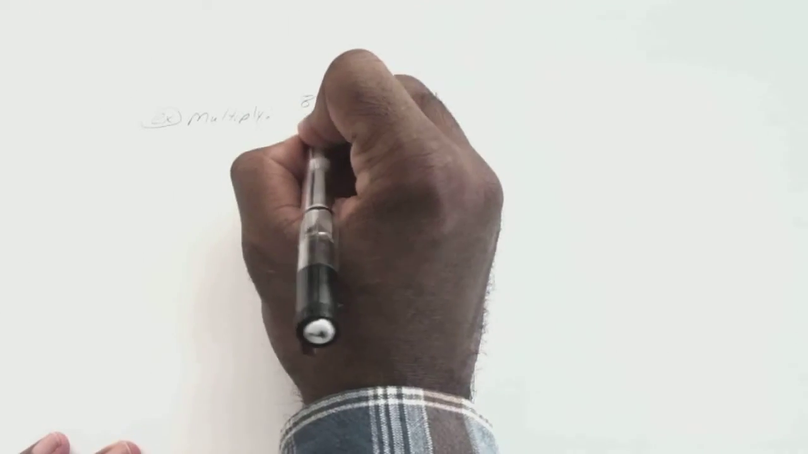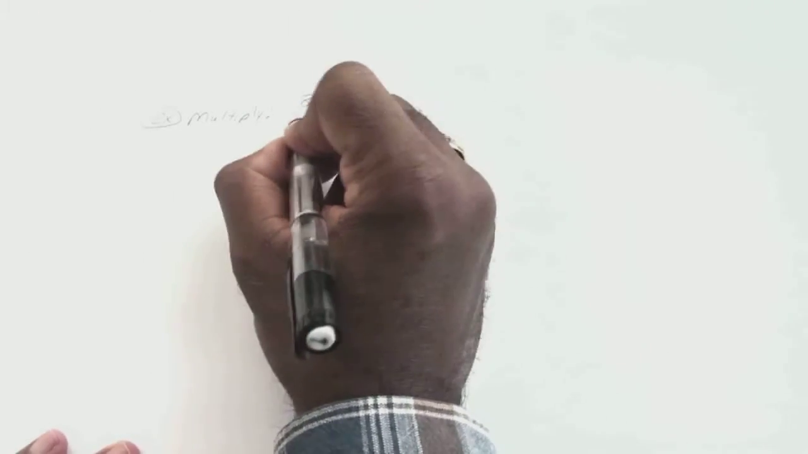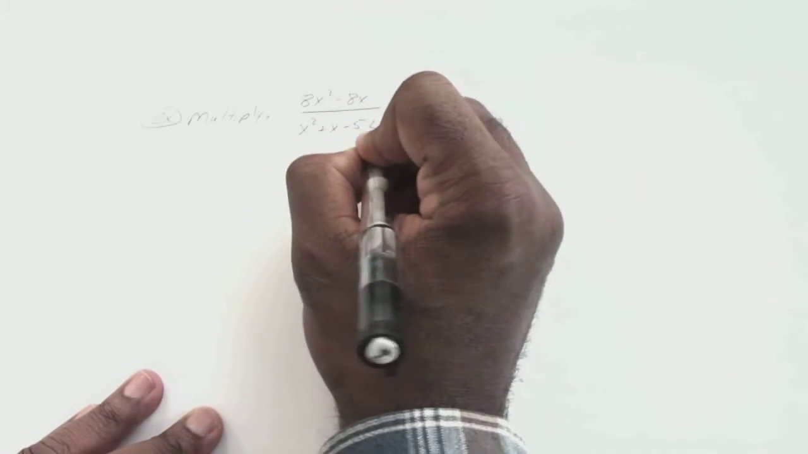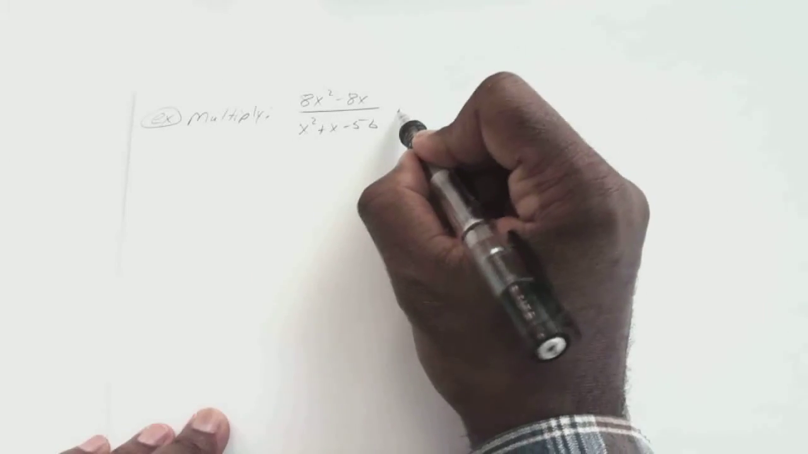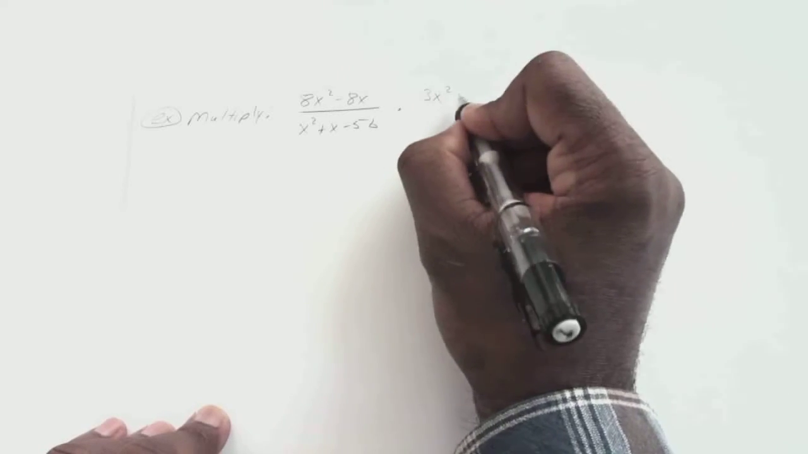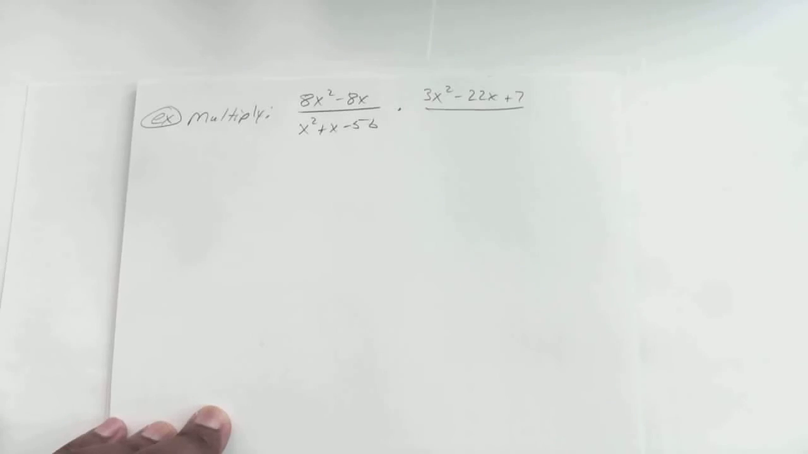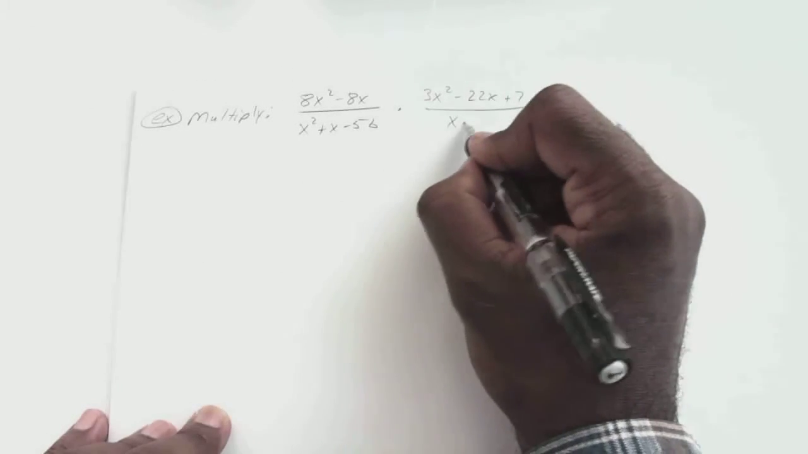Okay, so let's say for our next example, if we wanted to multiply, say, 8x squared minus 8x over x squared plus x minus 56, times 3x squared minus 22x plus 7 over x minus x squared.